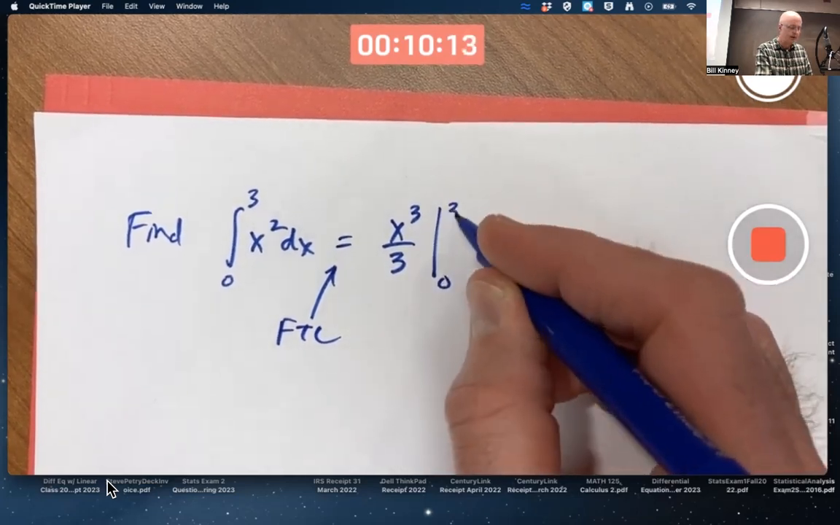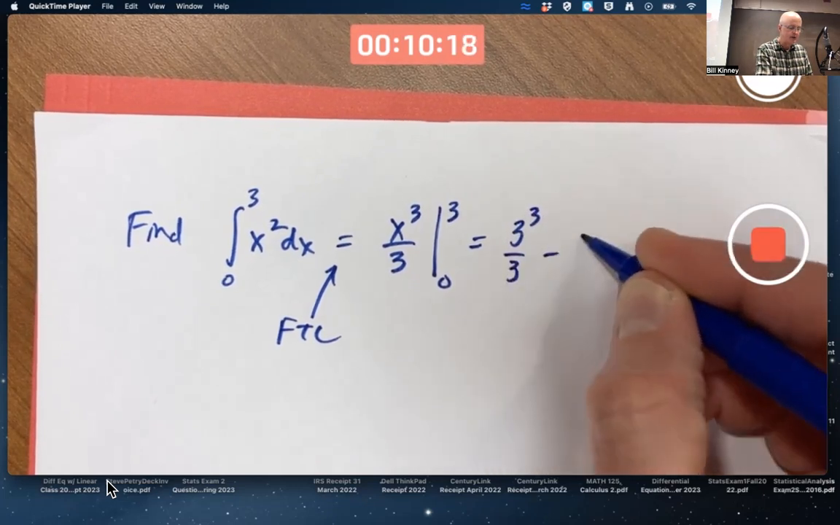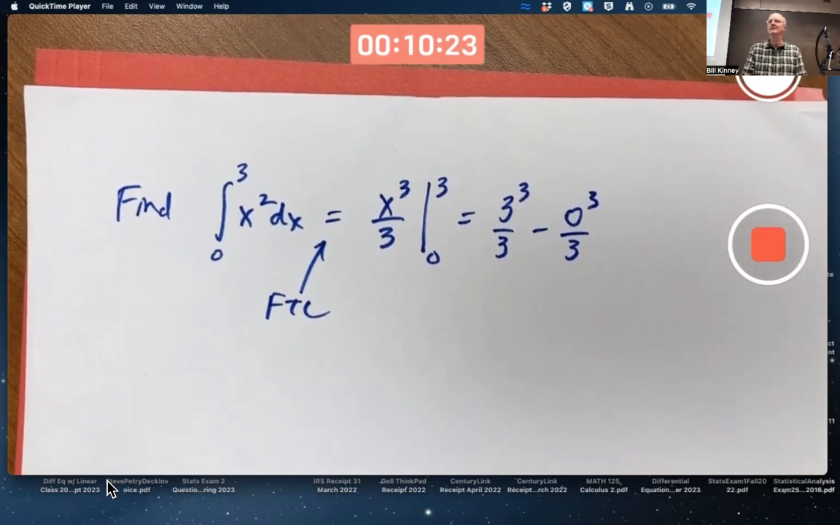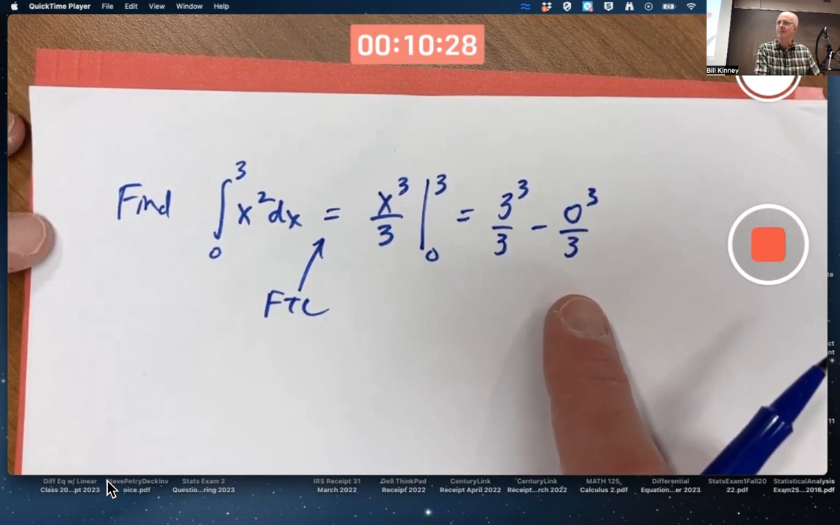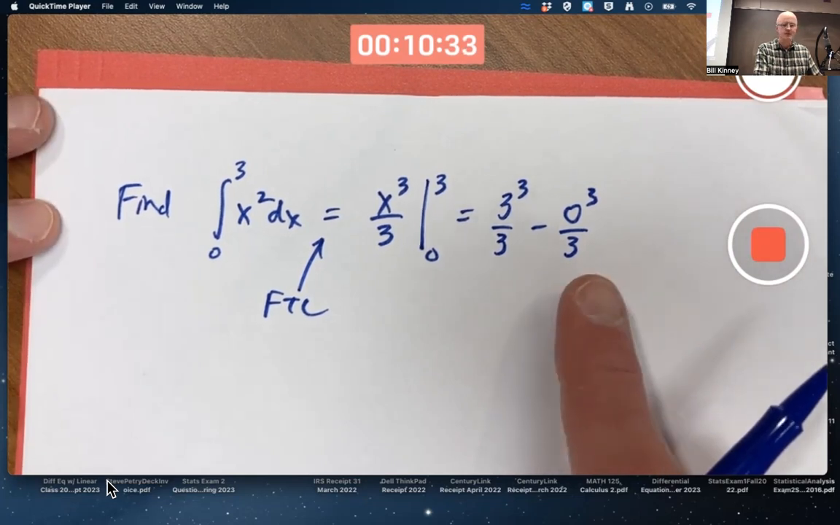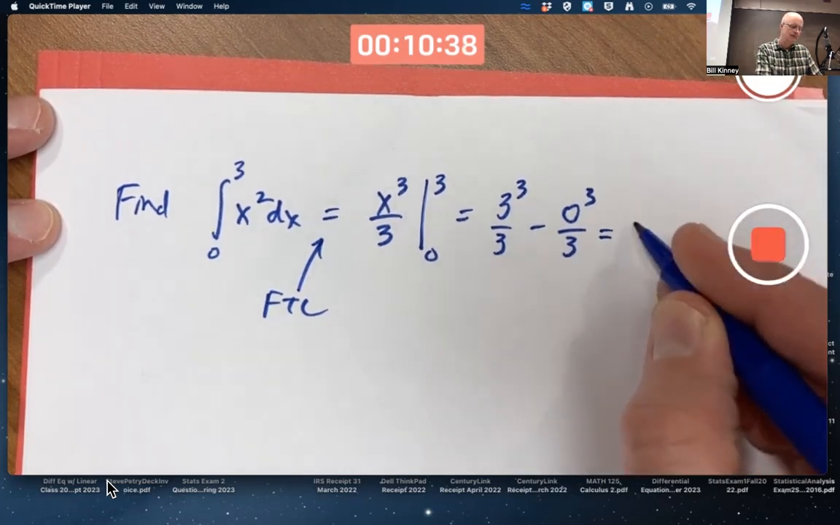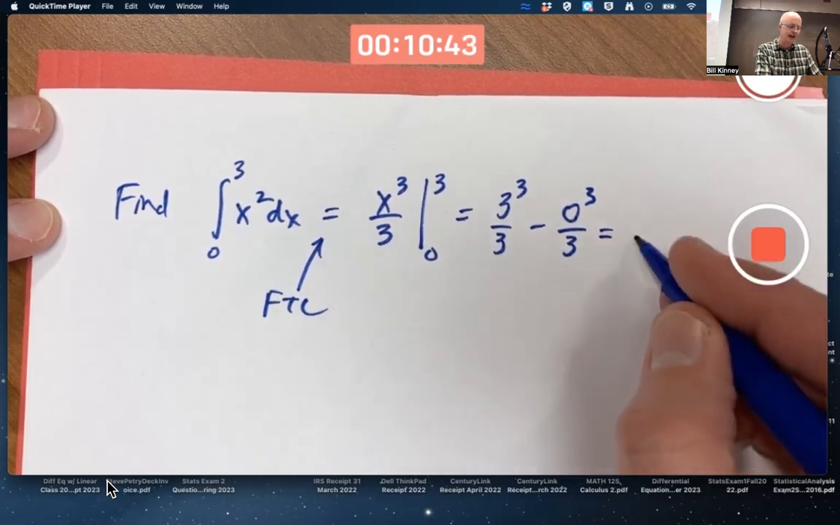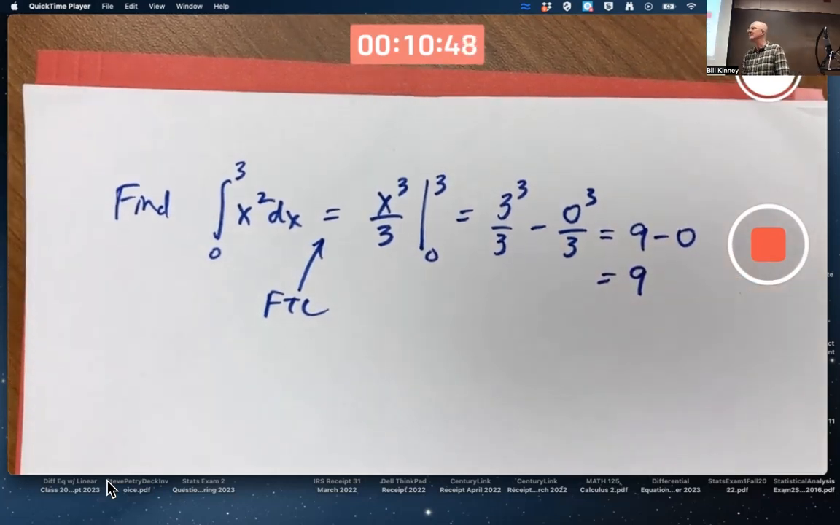You're evaluating this from 0 to 3, which means plug in the top number and subtract what you get when you plug in the bottom number. And so far, for all my examples to this point, we've been subtracting 0, but we won't always. In fact, we'll do another example today where we will not subtract 0. So it is worth writing there for emphasis, even though it's 0. In the end, 3 cubed over 3 is 27 over 3 is 9. 9 minus 0 is 9. The exact answer is 9.